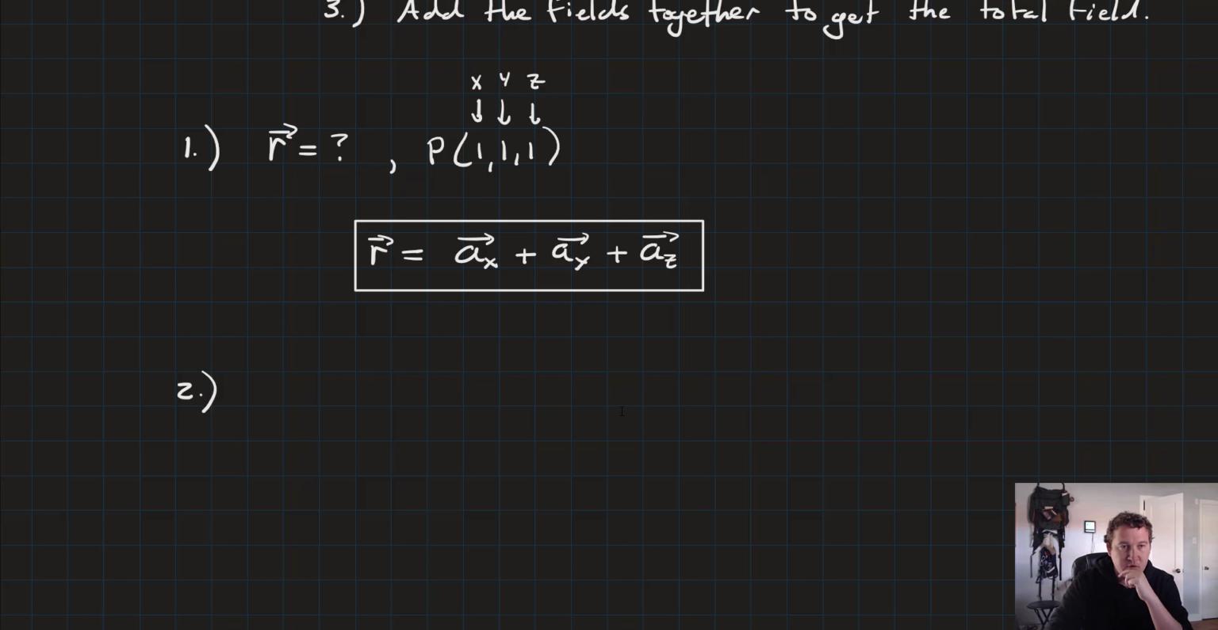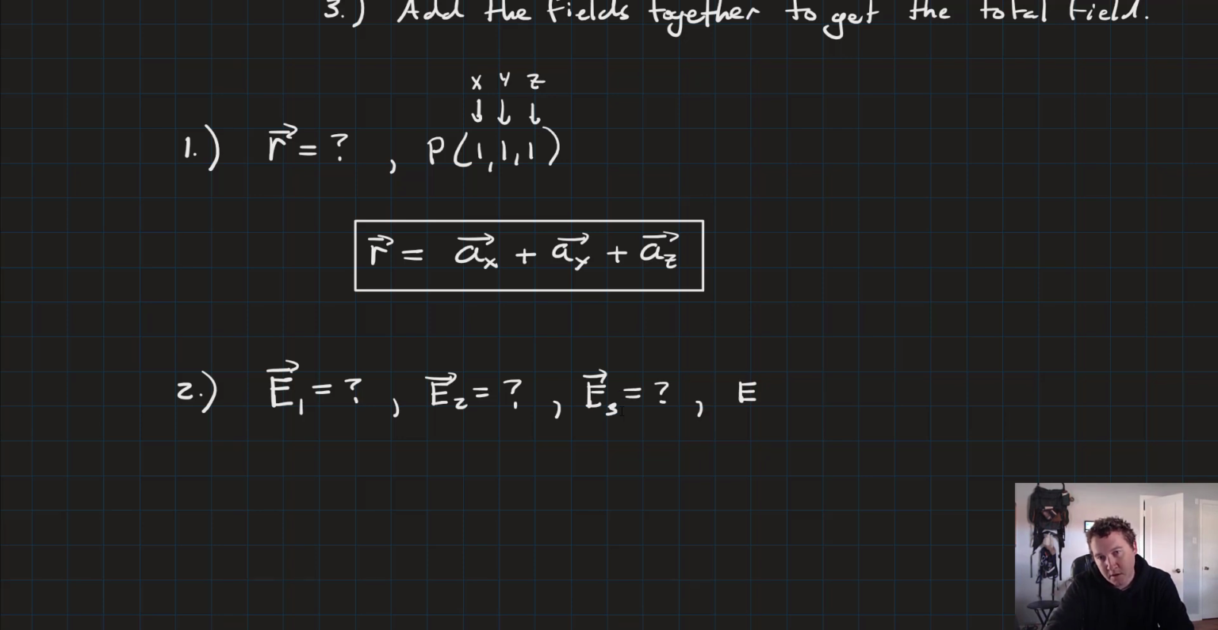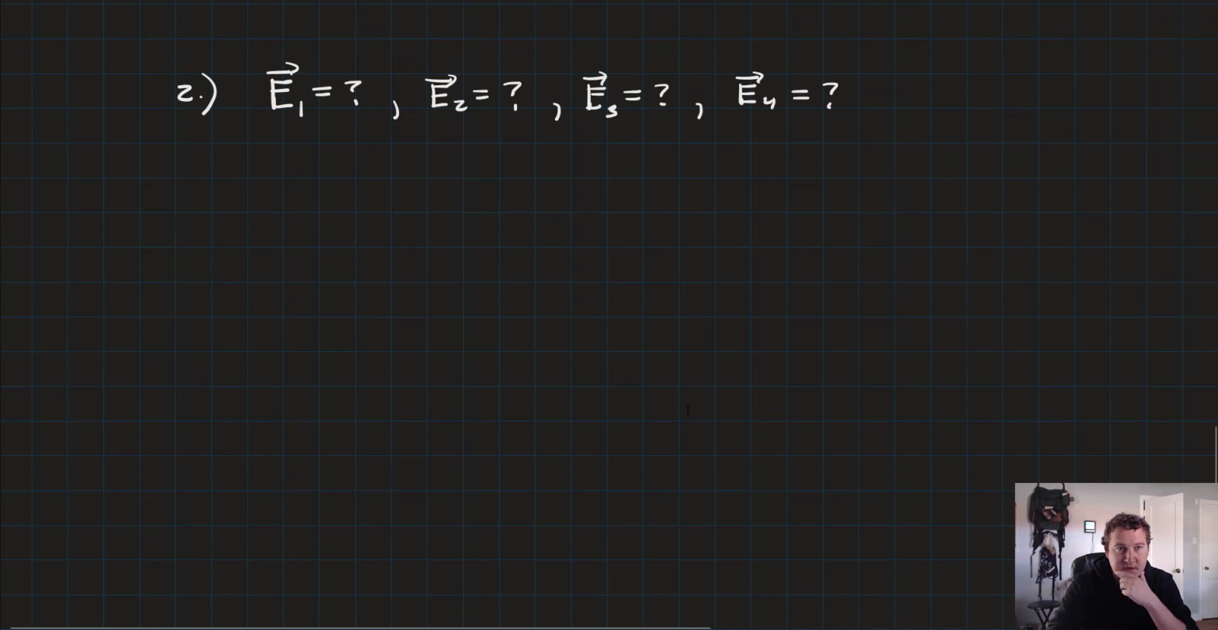Now, step 2, calculate the field. So I know E sub 1, E sub 2, E sub 3, and E sub 4. So let's get into it. Let's find first the vector field E sub 1.